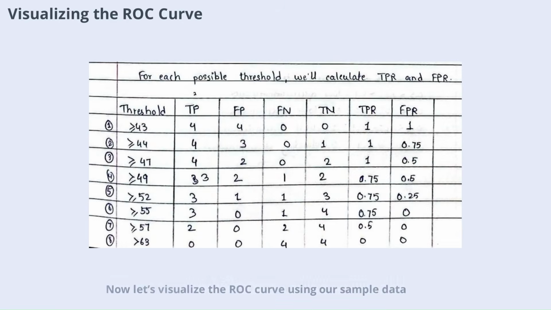Now let's visualize the ROC curve using our sample data. As you adjust the classification threshold, you plot the corresponding TPR and FPR values on the graph. Each point represents a different threshold, and connecting these points forms the ROC curve. The closer the curve hugs the top left corner, the better the model's performance. This visual tool makes it easy to compare different models or thresholds at a glance.